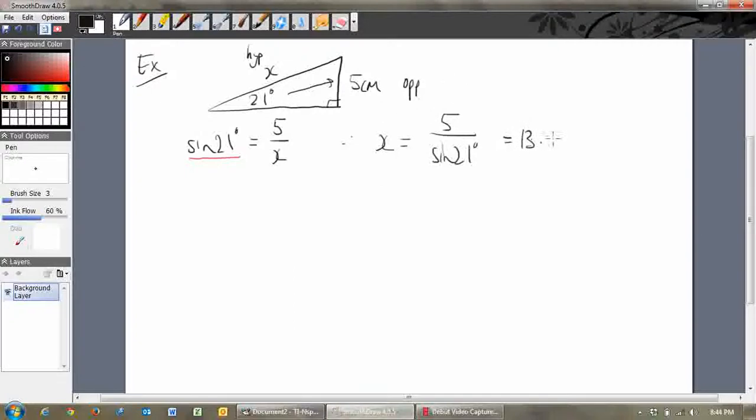So x equals 13.95. Because the question had centimetres here, the answer is in centimetres. So that's how long x is. Okay, nice and easy does it. Let's do another example.